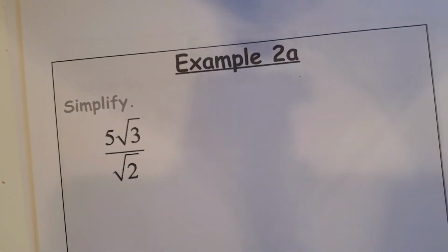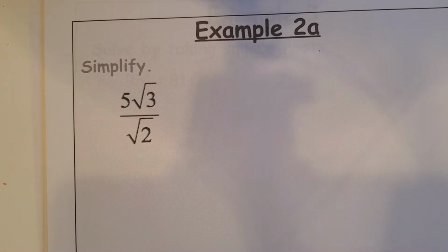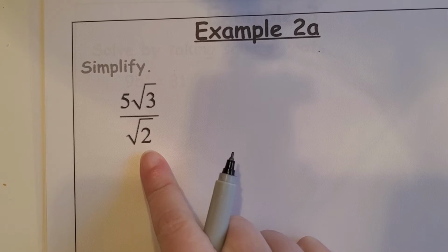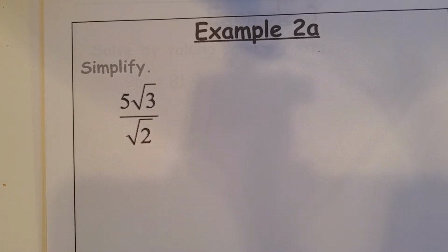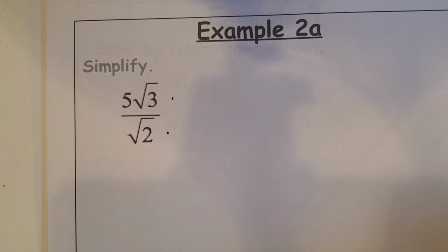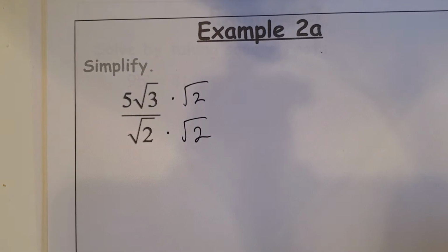Now with radicals and fractions, it is against the law in the math world to have a radical in the denominator of a fraction. So the way we get around that is through this process called rationalizing. And all that really means is we're going to multiply both the top and the bottom of our fractions by whatever radical you see in the denominator. So that means we're going to multiply by root 2.